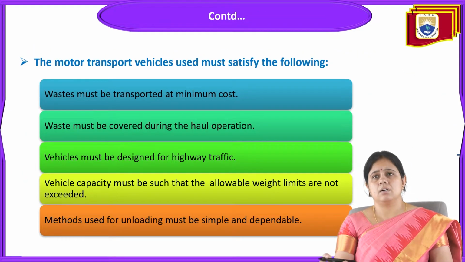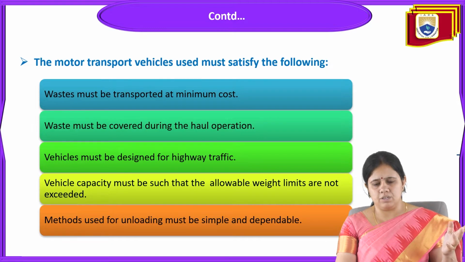The next point is again a very important discussion: what are the important points that should be considered while designing the transfer facility or selecting the transport system for solid waste management. The first point is that the waste must be transported at minimum cost. This is a very important point: the transfer of waste should be done at a very minimum cost, cost effective.